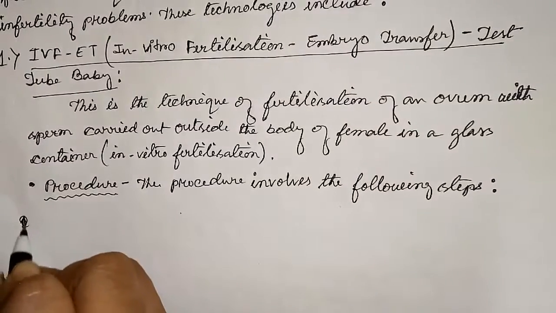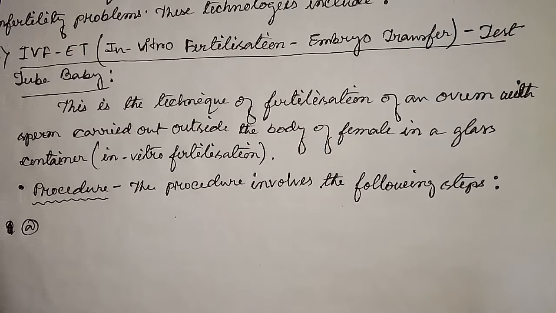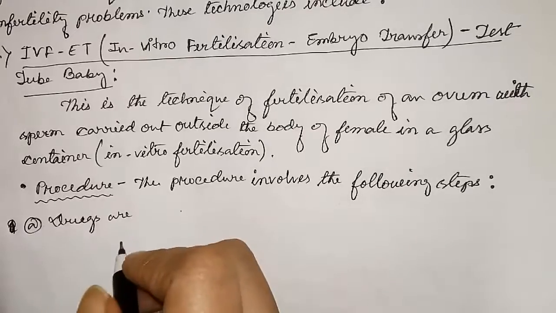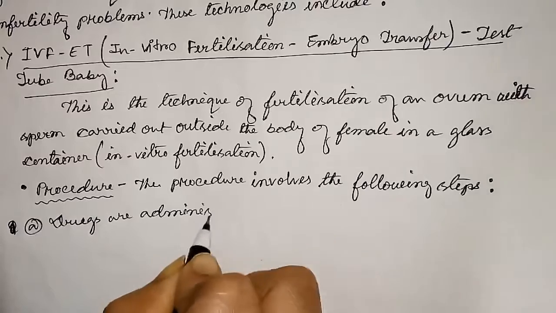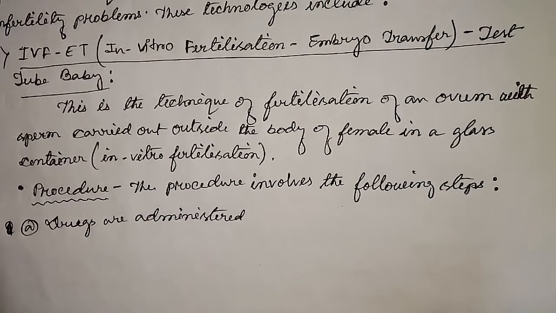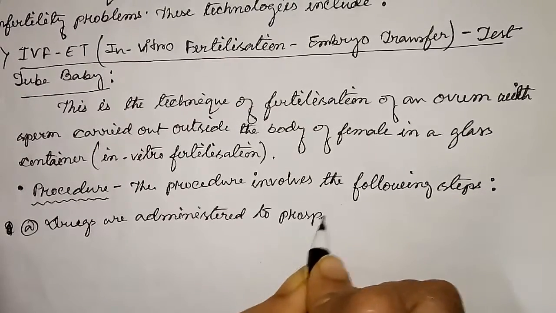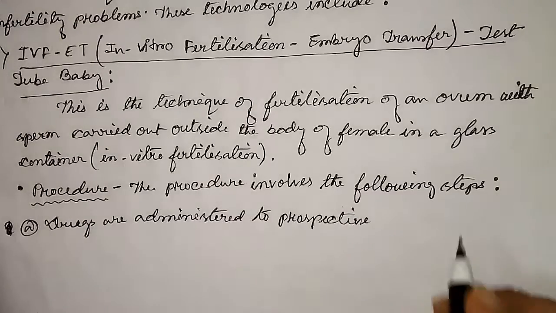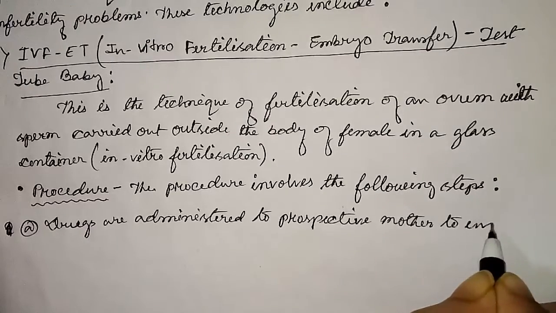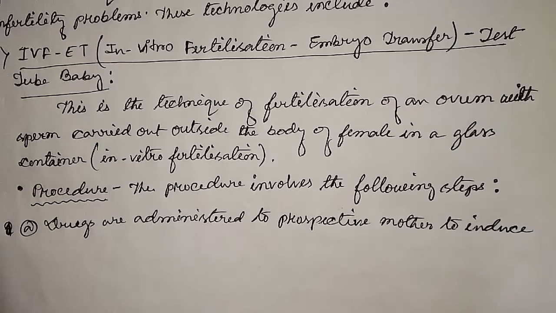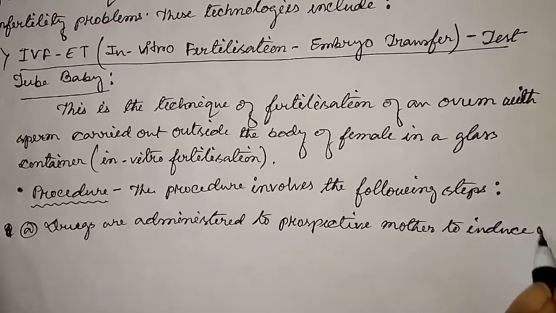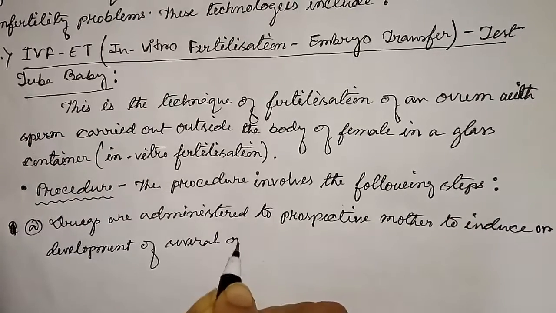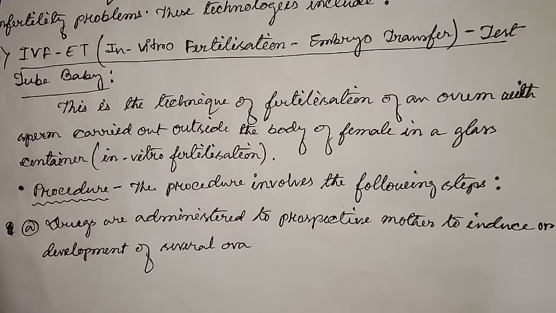Number 1. Drugs, that means medicines, are administered to the prospective mother to induce the development of several ova. That is superovulation.